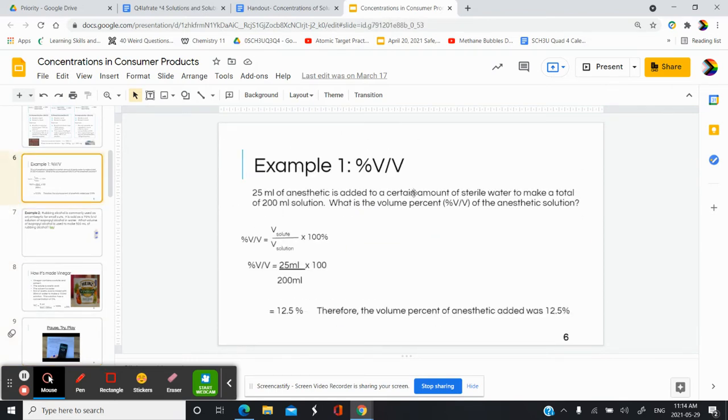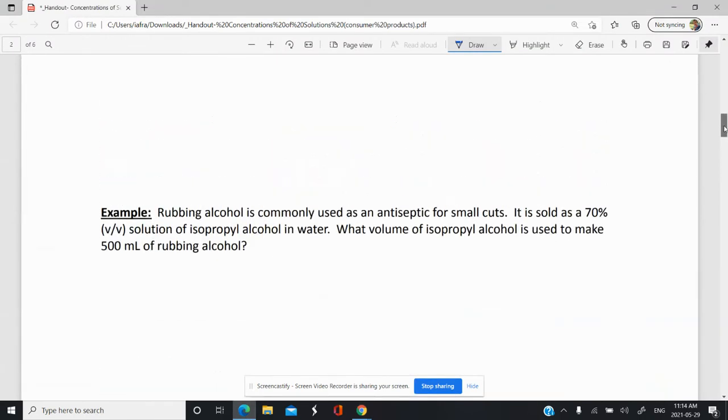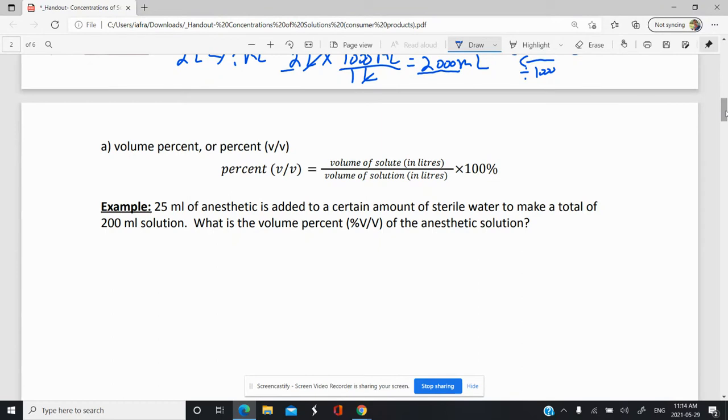So let's go ahead and try example number 1 and example number 2, which correspond to percent VV type problems. So we're doing our first type of percent concentration, which is a percent VV, volume, where your solvent and solute are both liquids, and we're going to treat them as liters and liters each, or milliliters and milliliters, as long as we're consistent. So example 1 here, 25 milliliters of the anesthetic is added to a certain amount of sterile water to make a total of 200 milliliter solution. What is the volume percent VV of the anesthetic solution?